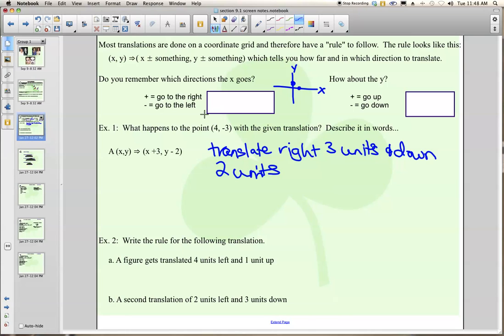Okay. So what happens when you have individual points that need to follow this rule? You simply plug them in. Okay. 4, 3 becomes, well, you take 4 and you add 3 to it. So 4 plus 3 is 7. And 3, the y value, you subtract 2. So 3 minus 2 is 1. So the point 4, 3, using this rule, becomes the point 7, 1. 4, 3 moved to the right 3 units and down 2 units to go to 7, 1.